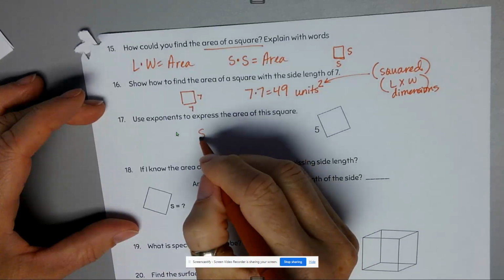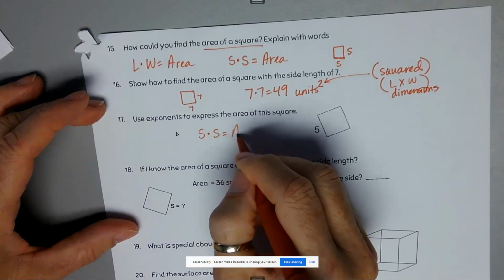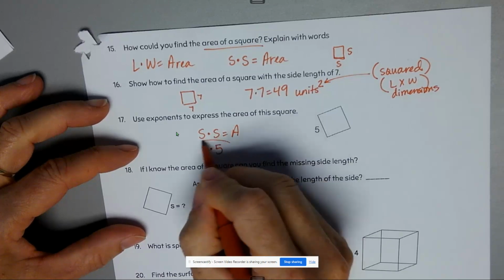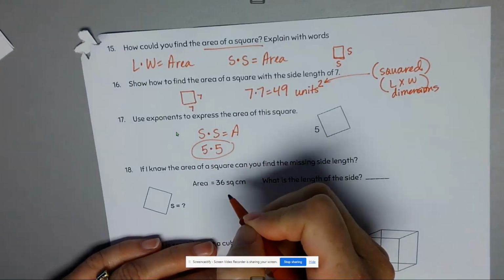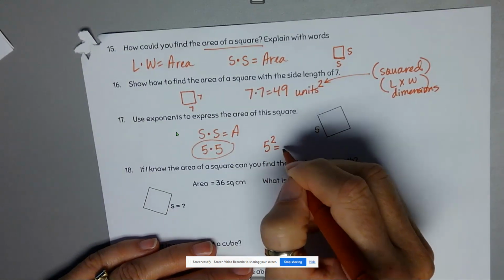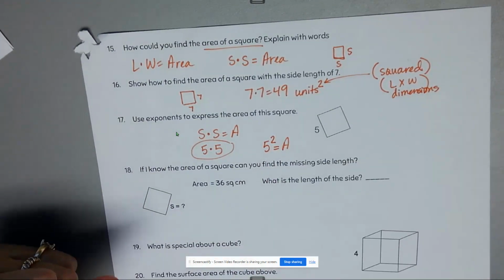Well, we know the area is side times side equals area. Well, my side is 5, so it'd be 5 times 5. So how would I write 5 times 5 as an exponent? That would be 5 to the second power, would be how to get the area of that square.